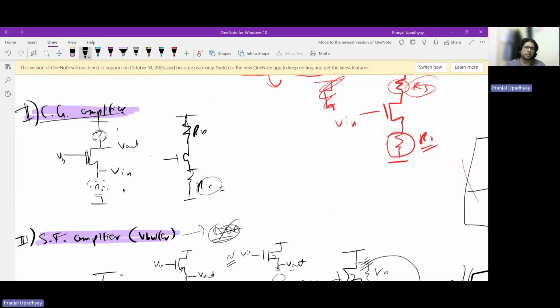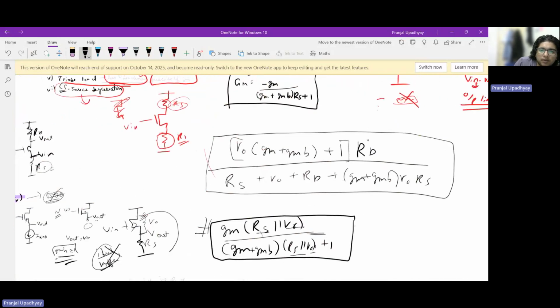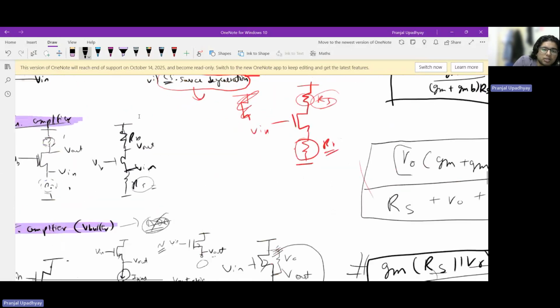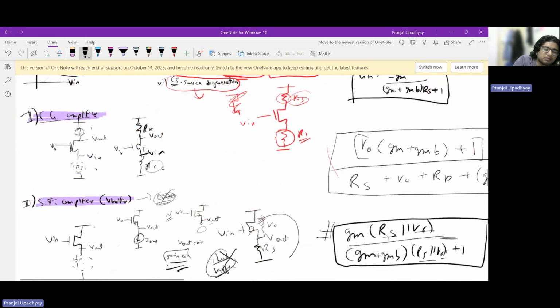So if this idea is clear, if I'm applying some V in here, what's my V out here? Again, you can assume that lambda is not equal to zero and gamma is not equal to zero, and you arrive at this very hefty equation. Have I memorized it? No, because in my experience so far, although my experience is not that big, I have not really found much of a need for this expression.